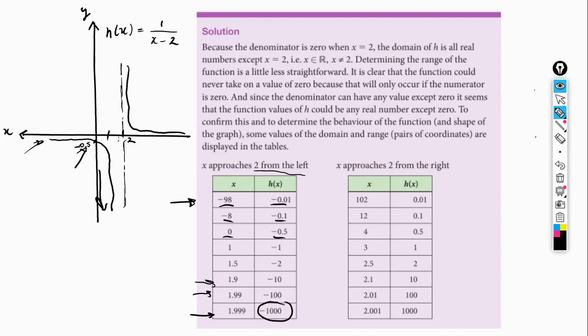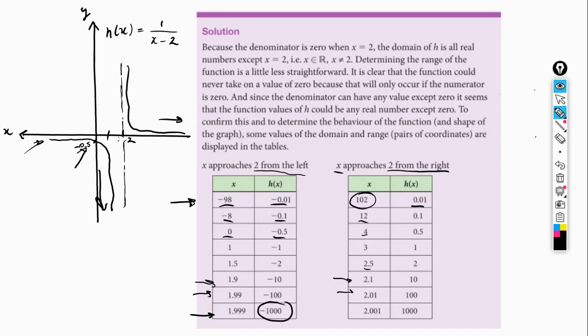On the other hand, if we take a look at how the graph reacts to x approaching 2 from the right, notice that if we plug in 102, that gives us 0.01. That means that as x increases, the graph approaches 0. And then if we come closer to 2 from the right, we go to 12, that's still 0.1. 4 gives us 0.5. 3 gives us 1. 2.5 gives us 2.